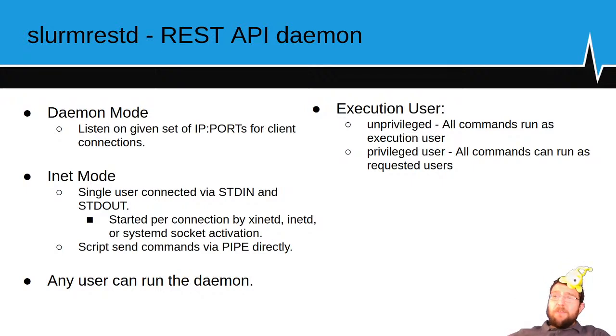Slurm REST is open source and is expected that anyone could run it at any time. The user executing the Slurm REST daemon determines how the daemon will be able to handle requests. With an unprivileged user, Slurm REST will have no extra permissions and will execute everything as that given user. Using the local authentication mode is suggested for this operation.